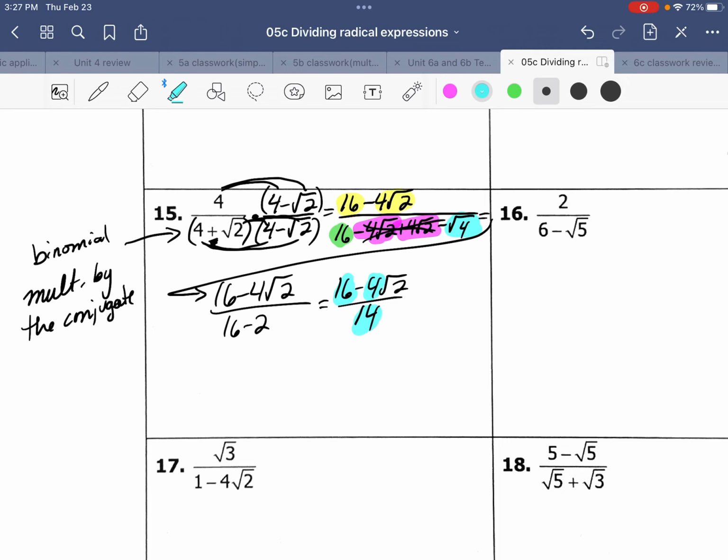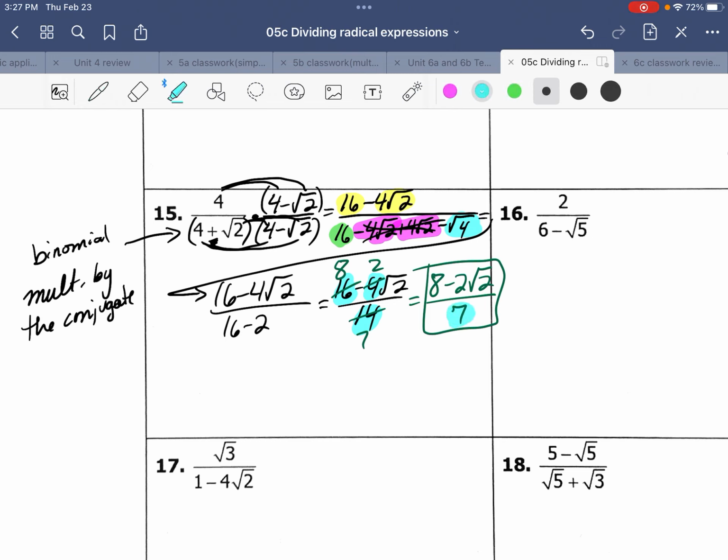Now in the very end here, we're looking at, can I simplify? This is kind of like the quadratic formula where you have 3 different terms. Can I simplify 16, 4, and 14? Yes, I can divide them all by 2. So divide them all by 2, and we get 8 minus 2 square root of 2 divided by 7. And there's our final answer.